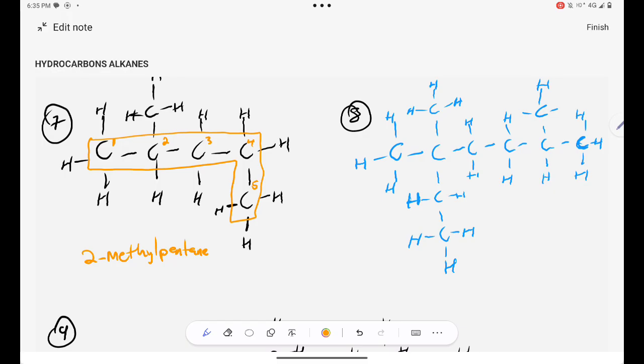Please guys, please remember that your longest chain, your parent chain rather, should have the most number of carbons. Are we together? Do not think this would be your parent chain. Your parent chain is this one because it has the most number of carbon atoms. Are you together? And whenever we number these carbons, we'll start numbering closer to the side chain.